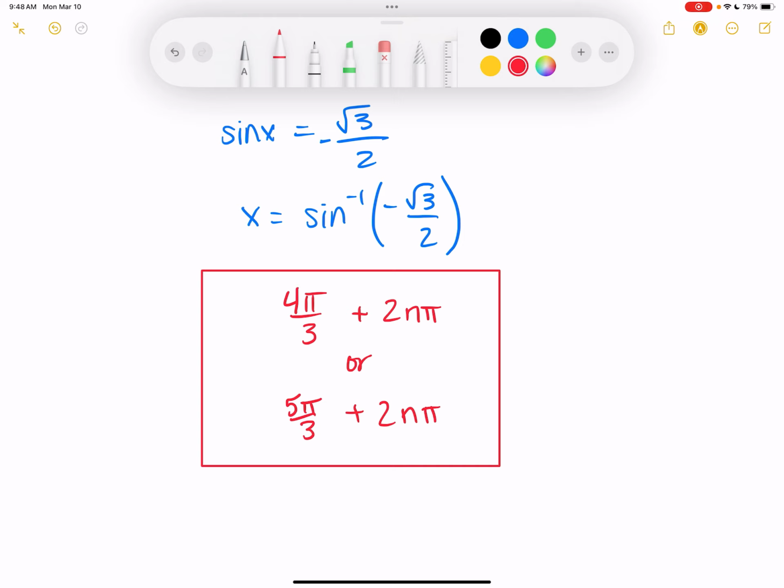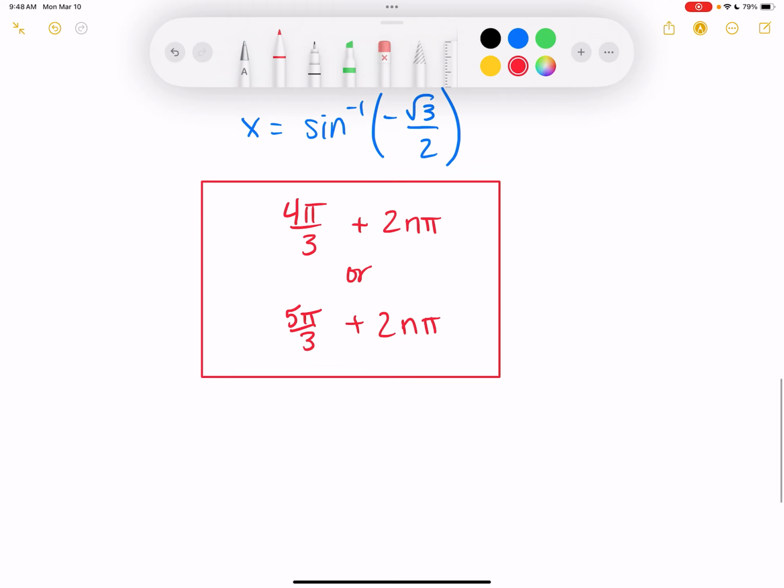All right, next one, number 12. Let's see, sine of x plus the square root of 2 equals negative sine of x.